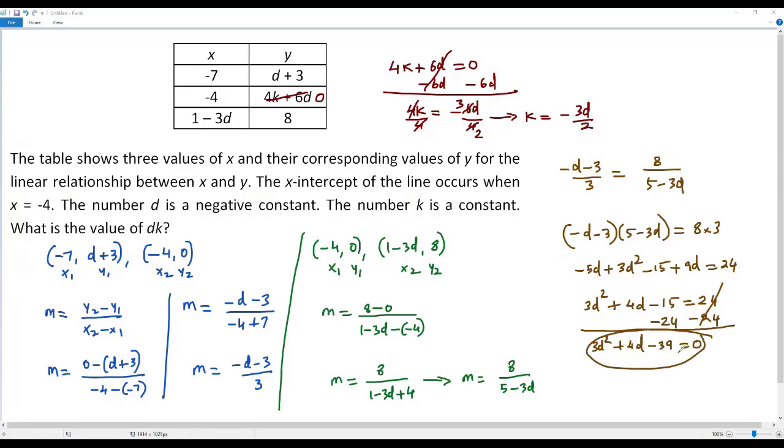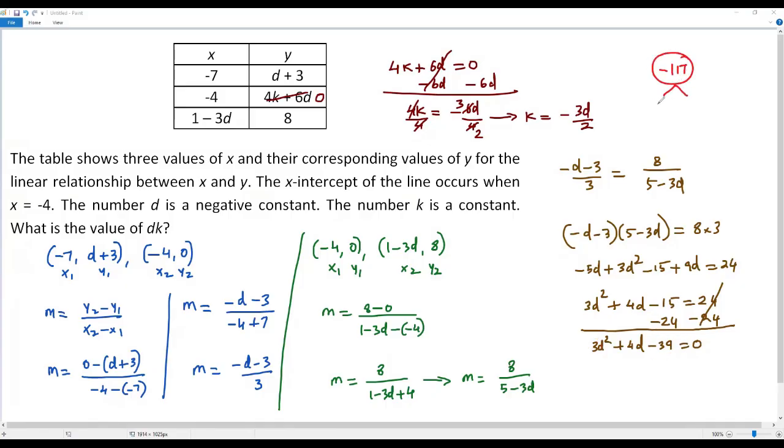Here, we have a quadratic equation in standard form in terms of the unknown d. I think this quadratic equation can be solved by factoring. For that, we have to multiply the constant term by the coefficient of d square. When I multiply negative 39 and 3, I am getting negative 117.